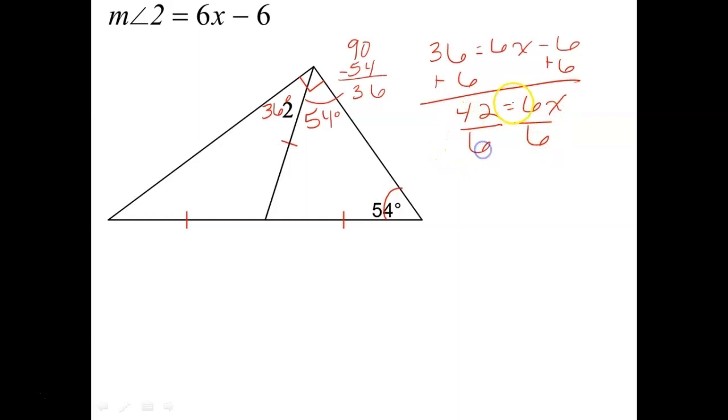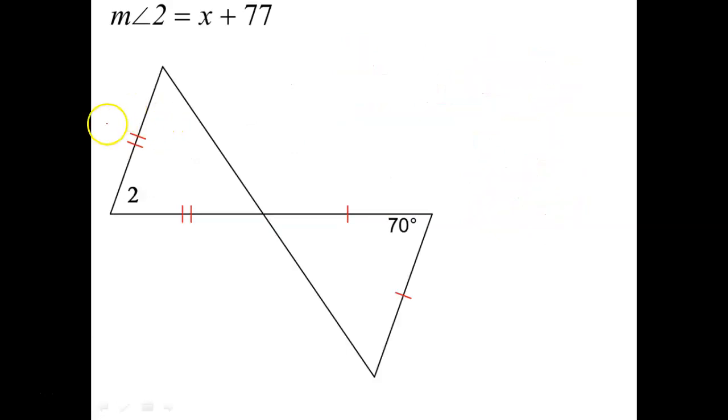Divide both sides by 6, x equals 7. All right, again, you see two triangles. If you cover the left triangle, you see this one isosceles triangle. So that means I know that these two base angles are congruent. So 180 minus 70 is 110. I know that these two have to be the same. So half of 110 is 55.